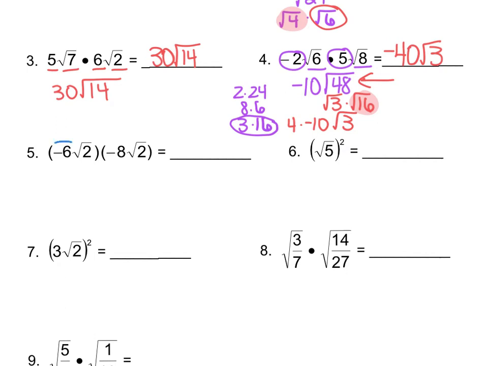All right, the next one: negative 6 times negative 8 is a positive 48. The square root of 2 times the square root of 2 is the square root of 4. What we should see is that 4 is a perfect square, so we are going to pull out a 2. That means there's no radical anymore. So 48 times 2 is 96, and 96 is my final answer.